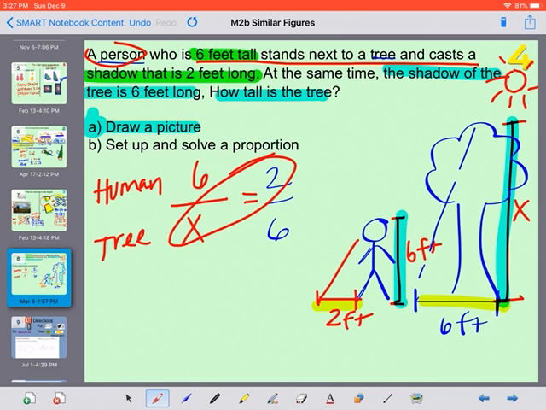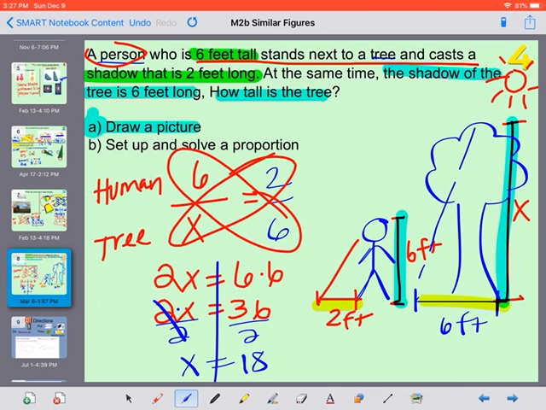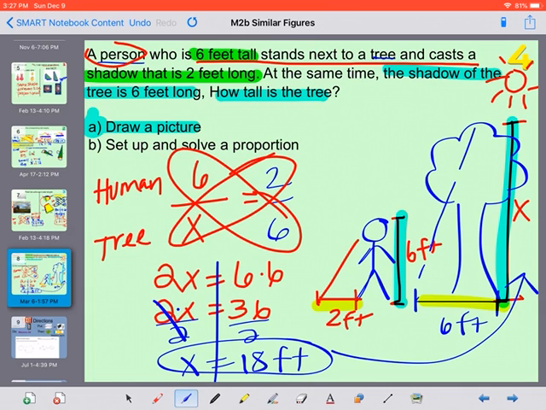So we're going to cross multiply. 2 times x is 2x. 6 times 6 is 36. Hopefully that's one you know. And then the opposite of multiplying by 2 is dividing by 2. So 36 divided by 2 should give you 18. 18 feet tall. Does that make sense? Could the height of that tree be 18 feet tall? And that is correct.